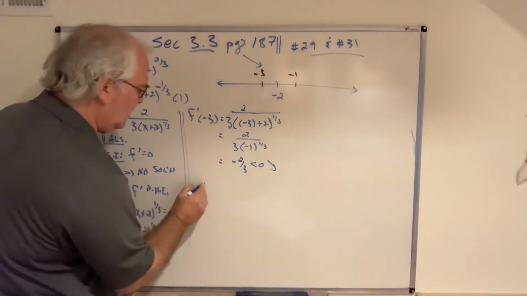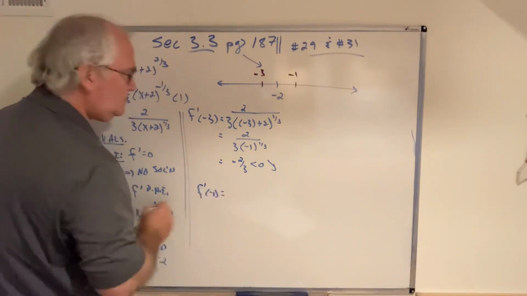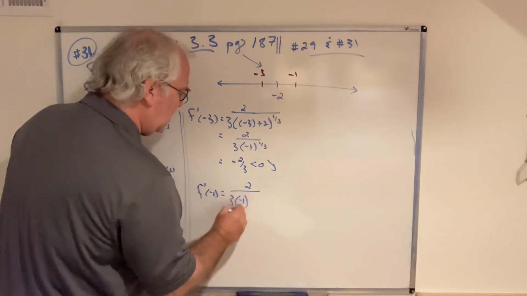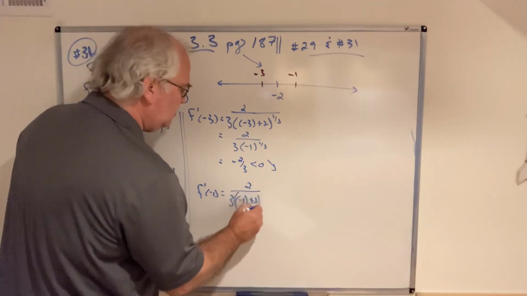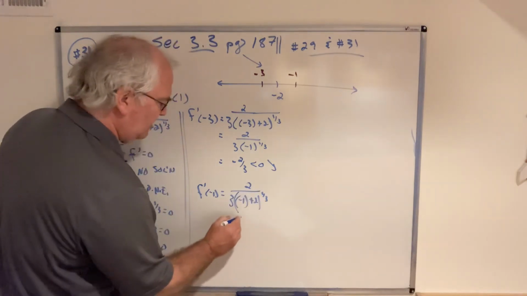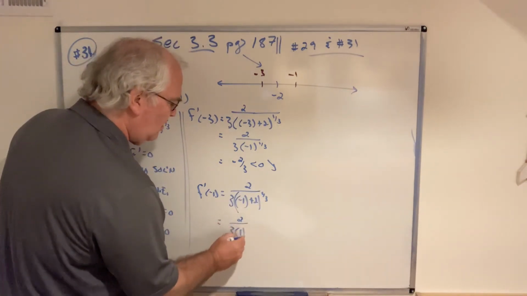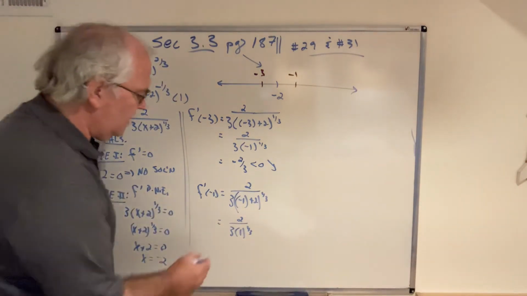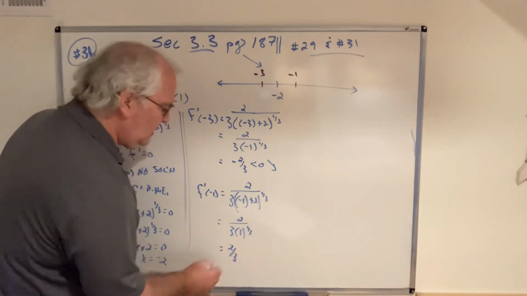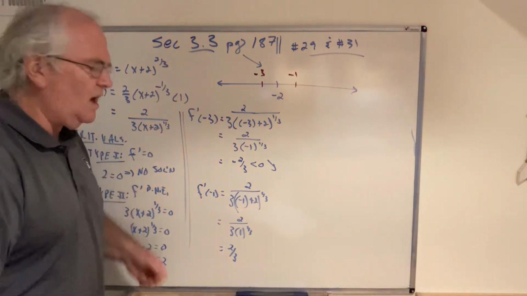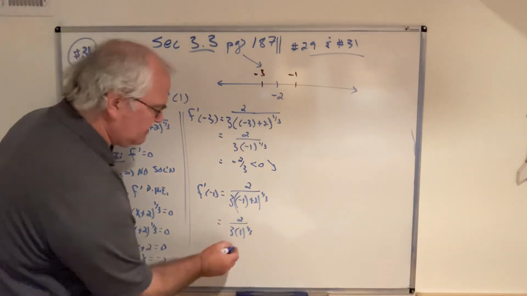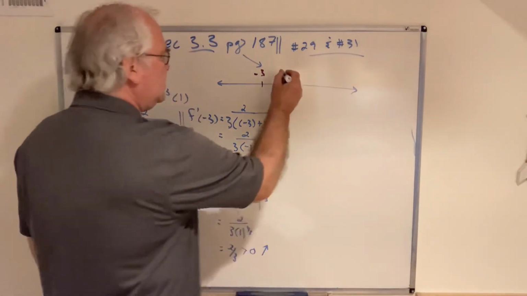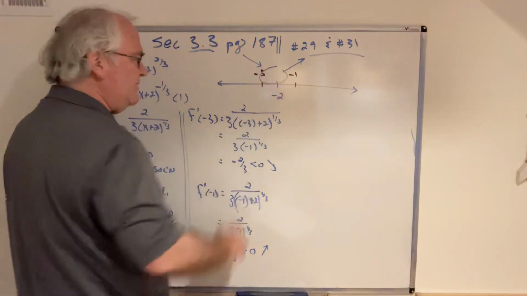And then same song, next stanza. So this is 2/3 over 3 times (-1 plus 2) to the 1/3 power, except this time it's 1 to the 1/3. 1 to any power is 1. 3 times 1 is 3, so this is 2/3. The fact that it's 2/3 is irrelevant. It doesn't matter that it's got a fraction. All we care about is bigger than 0, which means the function is increasing. And so in this interval, the function is increasing. We have a potential minimum there.